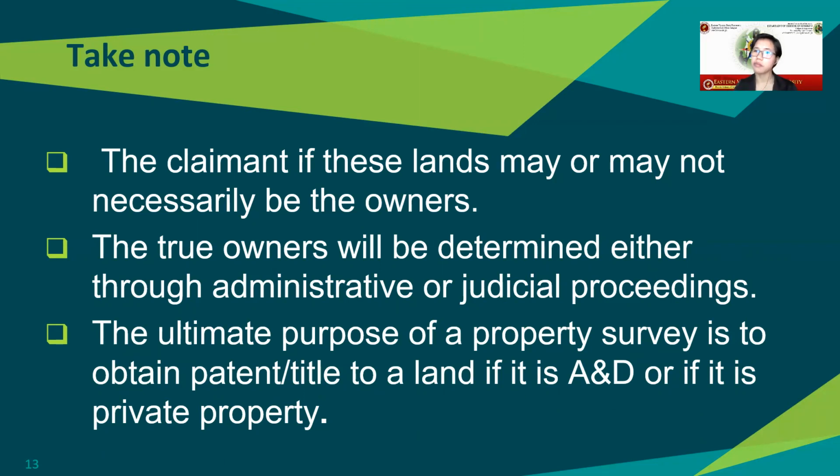When I say alienable and disposable, ito yung mga property ng lupa na agricultural na pwede ma-own privately by a certain individual, or if it's private property. So yung A and B na property, ito yung mga agricultural lands na binibigay sa mga tao para matituluhan yung kanilang mga lupa.